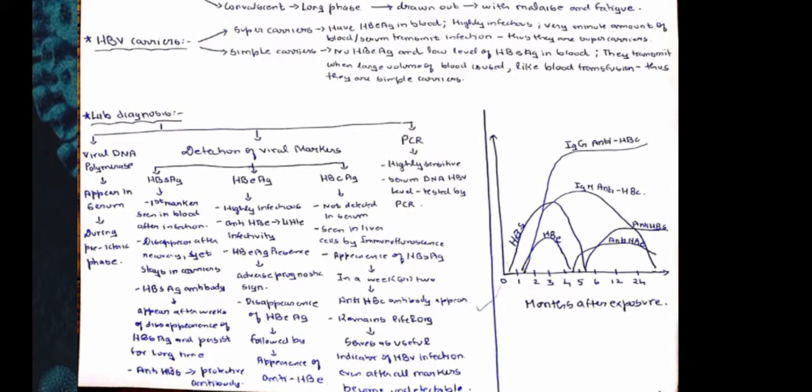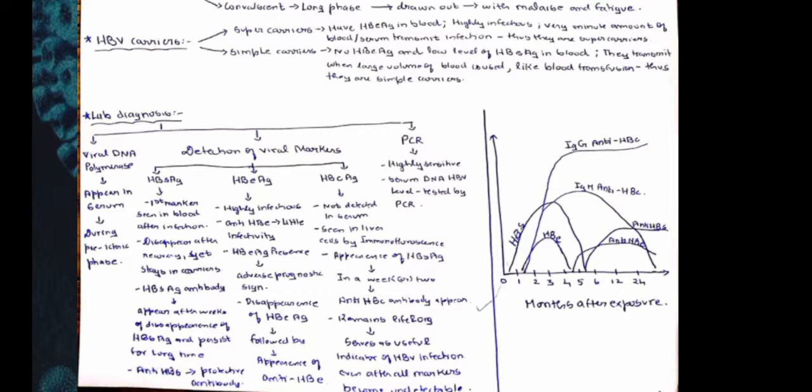Coming on to the lab diagnosis, the lab diagnosis can be done with the help of 3 main procedures, that is detection of viral DNA polymerase, detection of viral markers and the PCR test. The viral DNA polymerase appears in the serum during the pre-icteric stage, while the PCR technique is a highly sensitive technique, and the serum HBV DNA level is tested with the help of PCR.